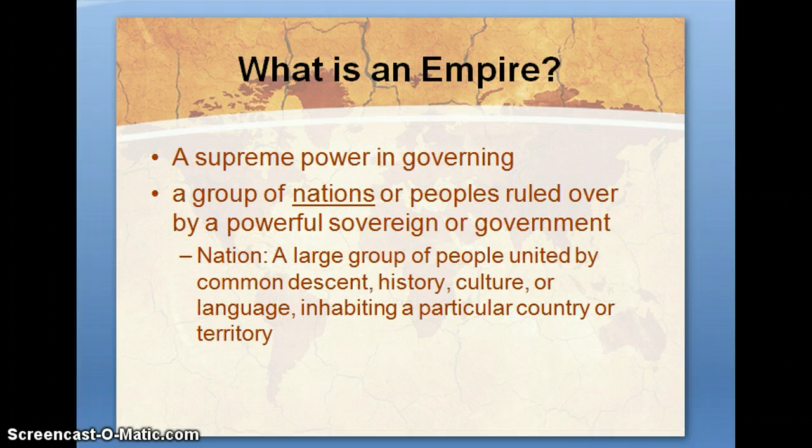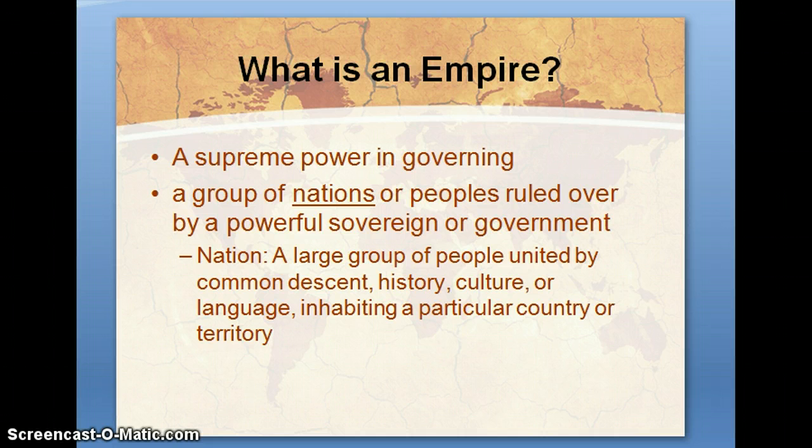Before we talk about the actual empires, we need to figure out what is an empire. An empire is a supreme power in governing. Okay, so a supreme power, it is the number one at the top of the totem pole in power. It can also be a group of nations or peoples ruled over by a powerful sovereign or government. Okay, a nation is going to be a large group of people that have a common history, a common culture, a common language, a common religion that live in one area together.